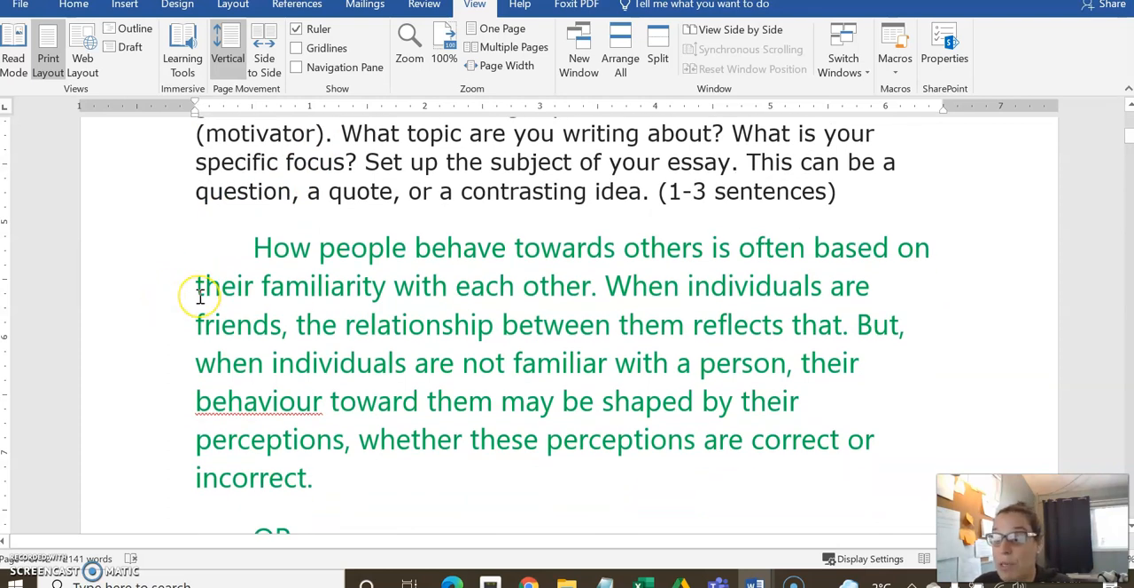So the one from the student exemplar is, how people behave towards others is often based on their familiarity with each other. When individuals are friends, the relationship between them reflects that. But when individuals are not familiar with a person, their behavior toward them may be shaped by their perceptions, whether these perceptions are correct or incorrect. So this is doing the job. It's talking about the topic.